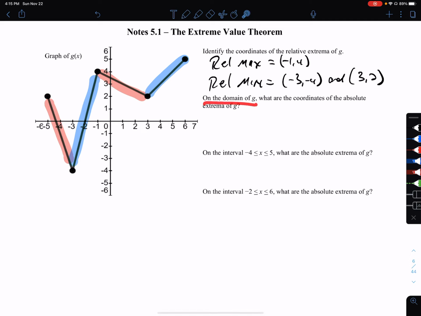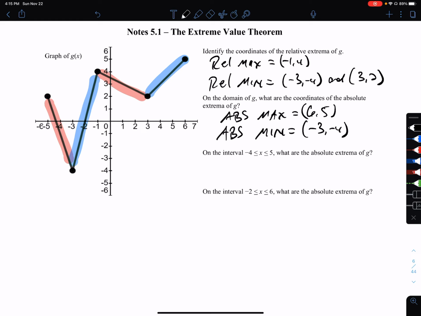On the domain of G, which is everything here in the graph, what are the coordinates of the absolute extrema? Well, the absolute max is going to be the point that's the highest on the graph. That looks to be here, which is 6, 5. The absolute minimum is the lowest point on the graph, which looks to be here, -3, -4.